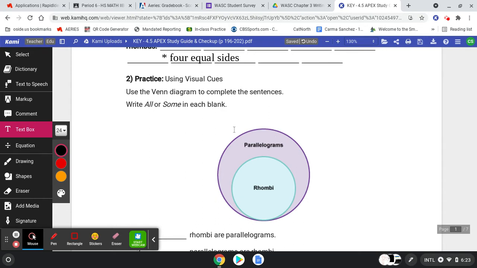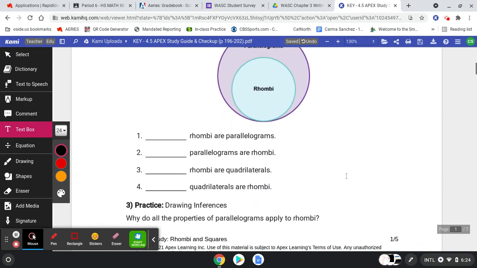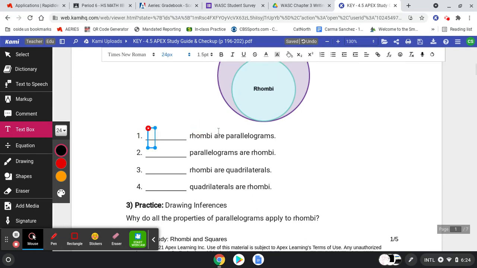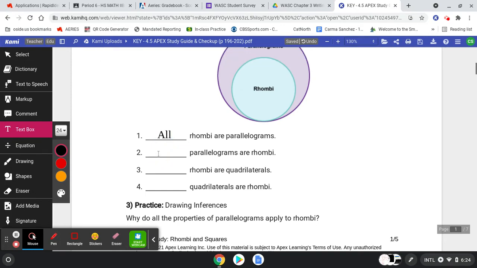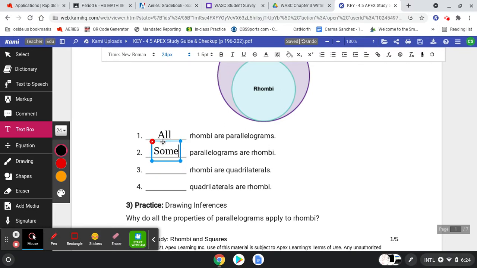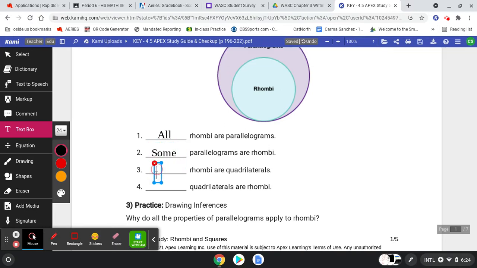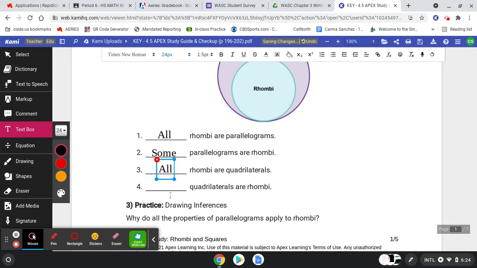Notice that parallelograms are the bigger circle and rhombi are the smaller circle. So now we're going to look at some logical statements here. All rhombi are parallelograms, but only some parallelograms are rhombi. All rhombi are quadrilaterals. They all have 4 sides, but only some quadrilaterals are rhombi.